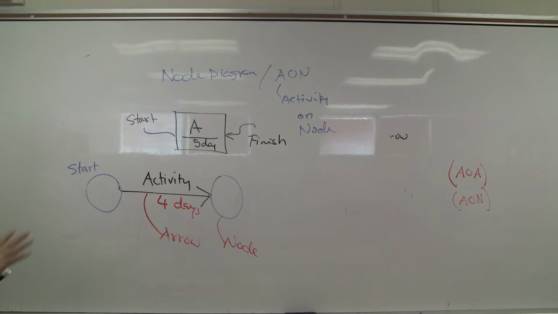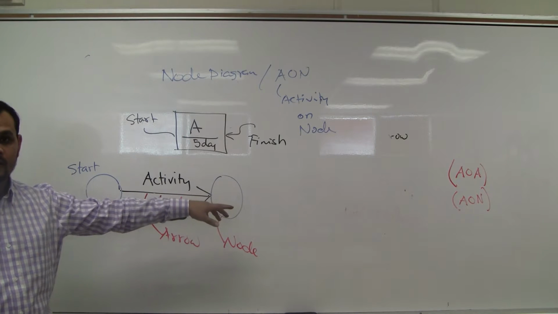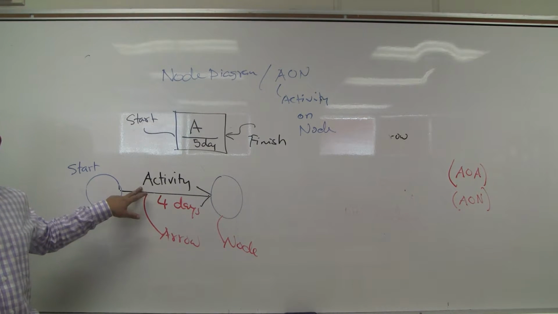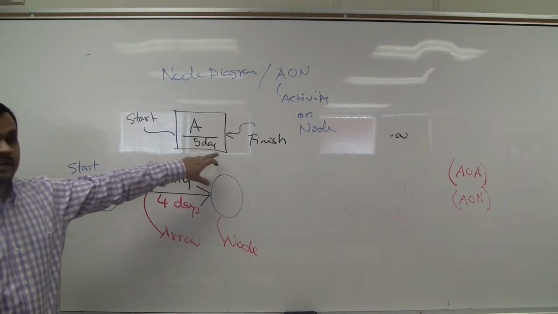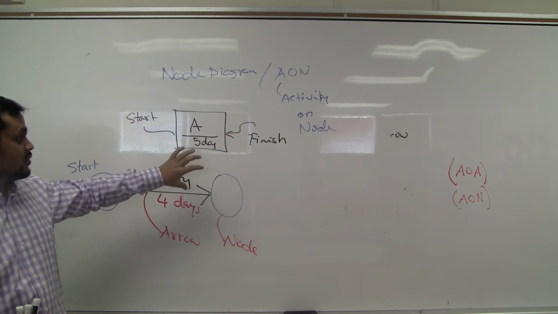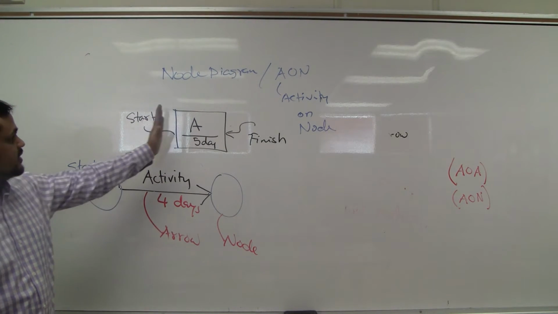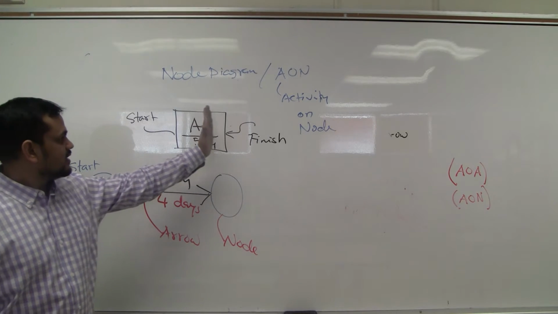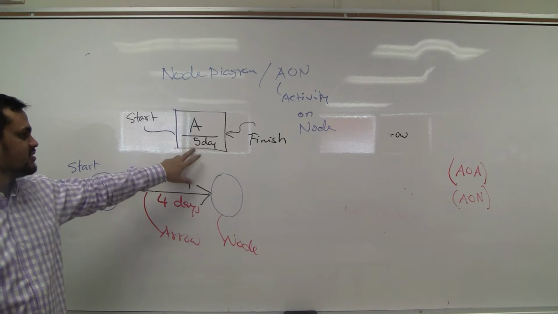See the comparison between the two of these. Here we use a circle for an arrow diagram as a node or event. In the node diagram, we use a rectangle or square. There is no problem, it is a square. If we include much information here, it becomes a rectangle. So this side represents start, that side represents finish. Say the activity is A, duration say 5 days.